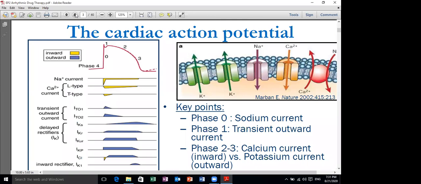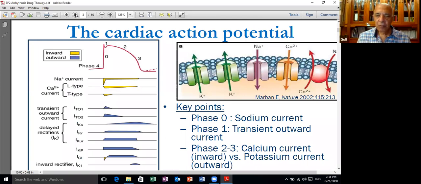Phase 0 is a sodium current which enters in the myocardial cells, and then this is followed by phase 1, which is a transient potassium outward current, and then after that the plateau, which depicts a balance between inward calcium current and outward potassium current.